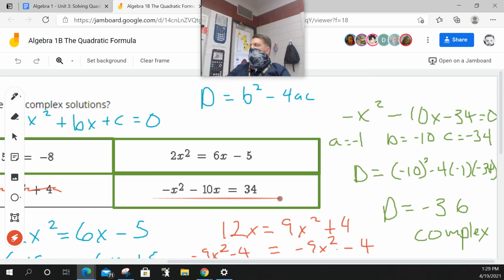Lastly, negative x squared minus 10 equals 34. Again, I'm going to add 34 to both sides. No, I'm sorry. It starts off as positive 34, so I subtract 34 from both sides. So that means a equals negative 9, b equals negative 10, c equals negative 34. Plug that into my discriminant formula. I get the discriminant is equal to a negative value. Therefore, it is a complex solution. So 3 out of the 4 are complex. Are there any questions on that one?